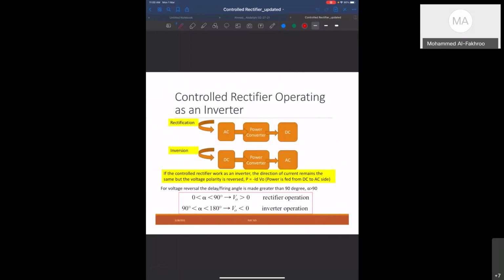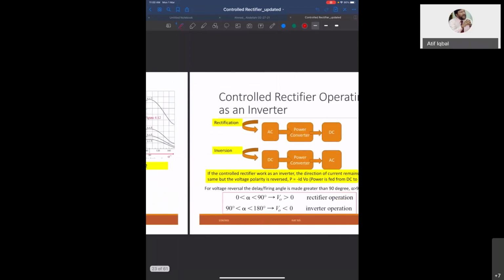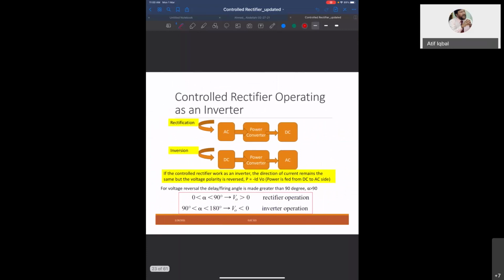So when you operate the controlled rectifier in inverter mode, we call it line commutated converter. At the end of the lecture, if you have some questions about the midterm exam, we can discuss. Okay, so let us first finish this chapter and then we can discuss.